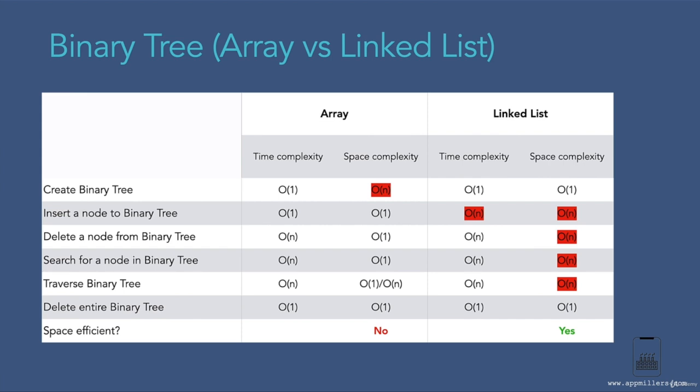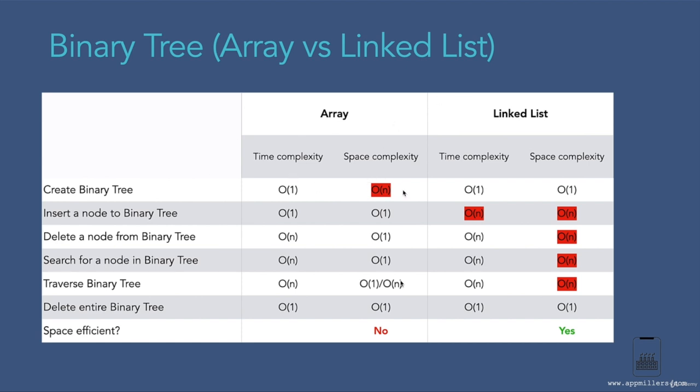Now in this lecture, we are going to compare array implementation with linked list implementation in case of binary tree. Now here, the first operation is creating of binary tree. Now when we are creating a binary tree using array, in this case, time complexity is O(1), because here we are just declaring fixed size of array.